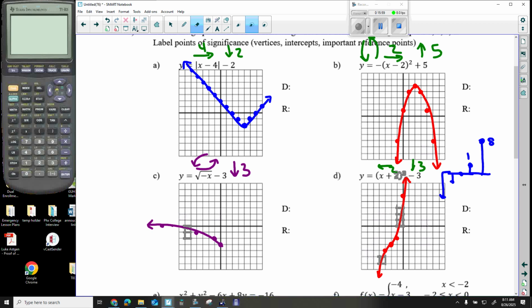All right, going backwards, domain and range. So domain is the left and the right. So this goes left forever, right forever. Range is the bottom and top. So the bottom is -2, the top goes forever.